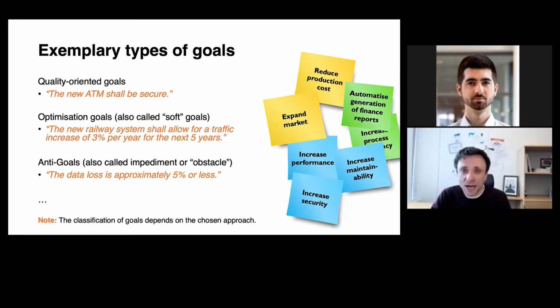The downtime is approximately 2% or less. These are typically anti-goals that you may find in one form or the other. But as I said at the beginning, the classification of the goals very much depends on the approach I choose. So don't restrict yourself too much to this predefined classification.